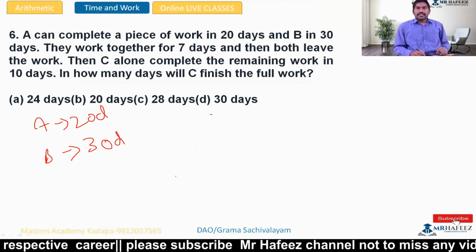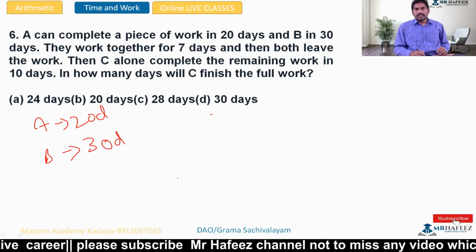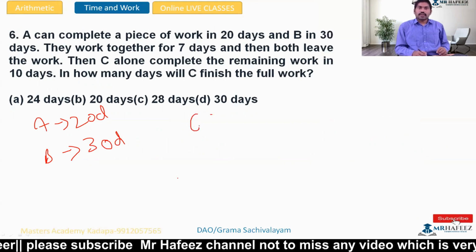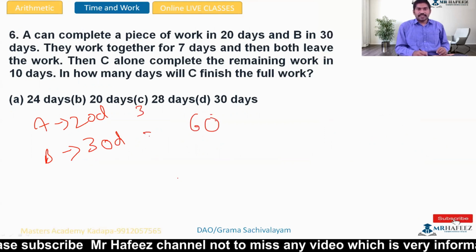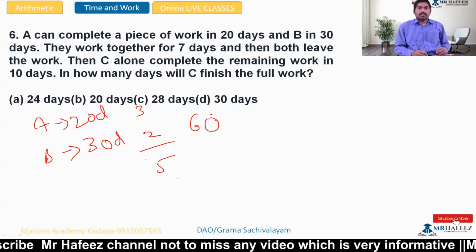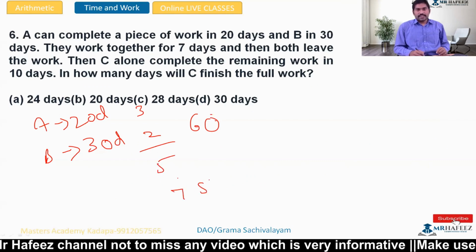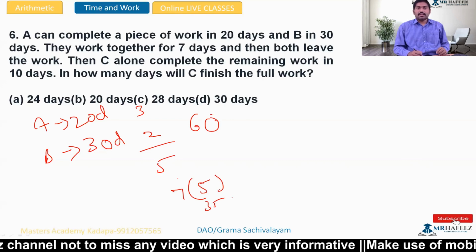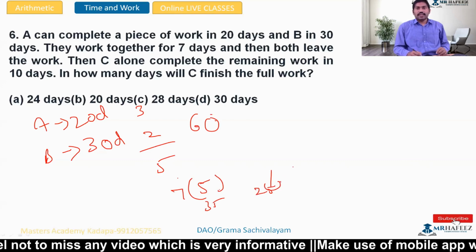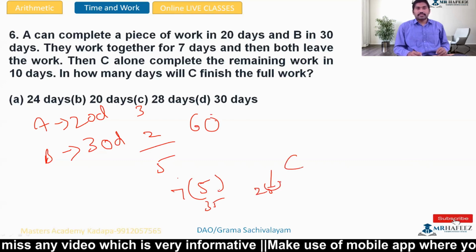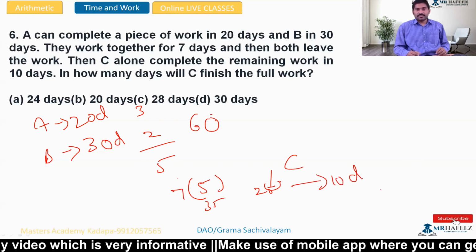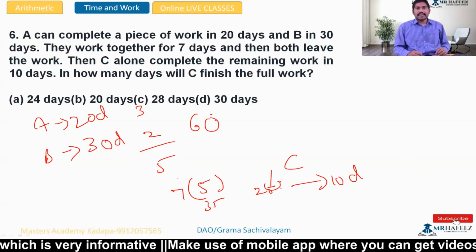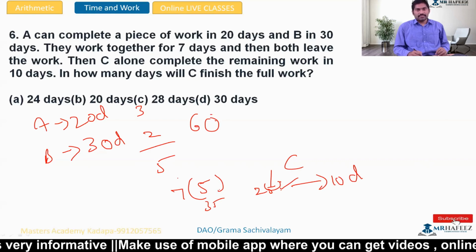And they work together for 7 days. Both leave the work. So I'll take 60, 23 times, 32 times. So 5. But they work together for 7 days. 7 5 is 35 over. The balance work is 25. 25 works C can be done in 10 days. So in 10 days, he can complete 25 works.